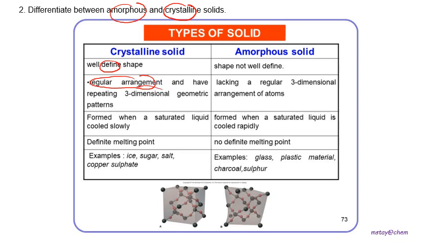They can have a 3D geometry pattern, and they also will form when the liquid is cooled slowly. They have a fixed melting point. Examples of the crystalline solid are ice, sugar, salt, and copper(II) sulfate. While for the amorphous solid, the examples include glass, plastic, rubber material, charcoal, and also sulfur.